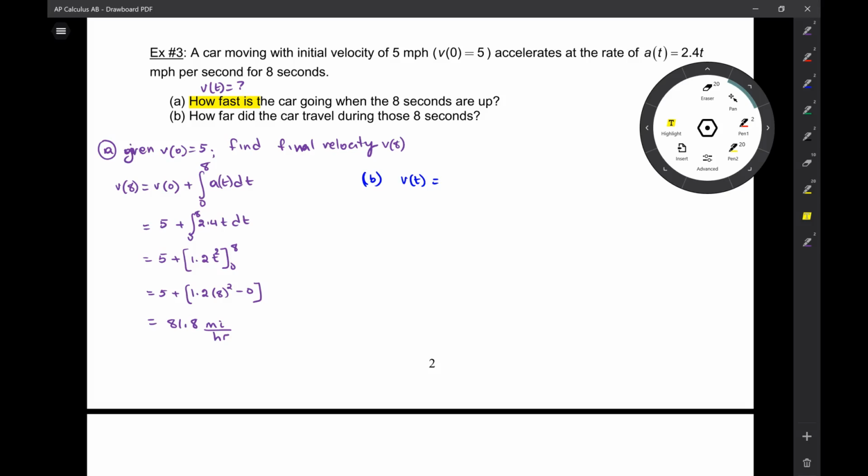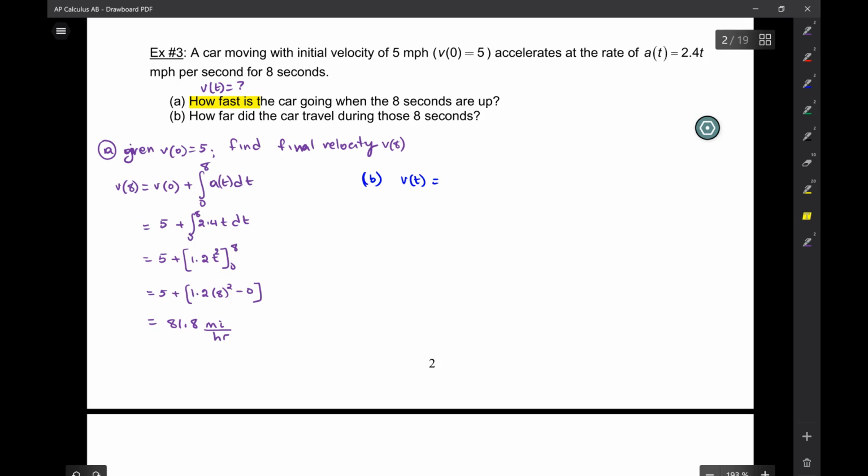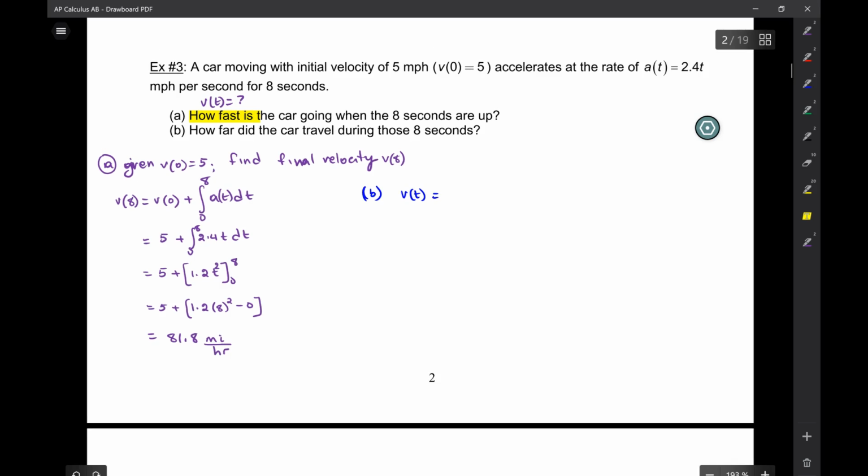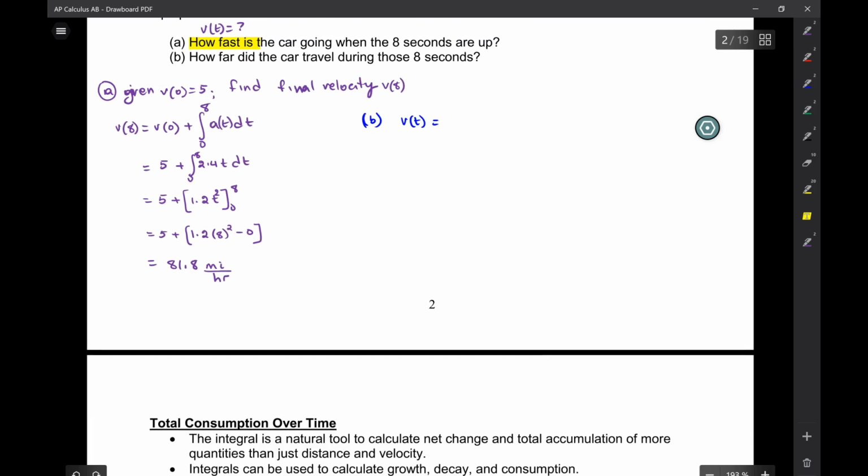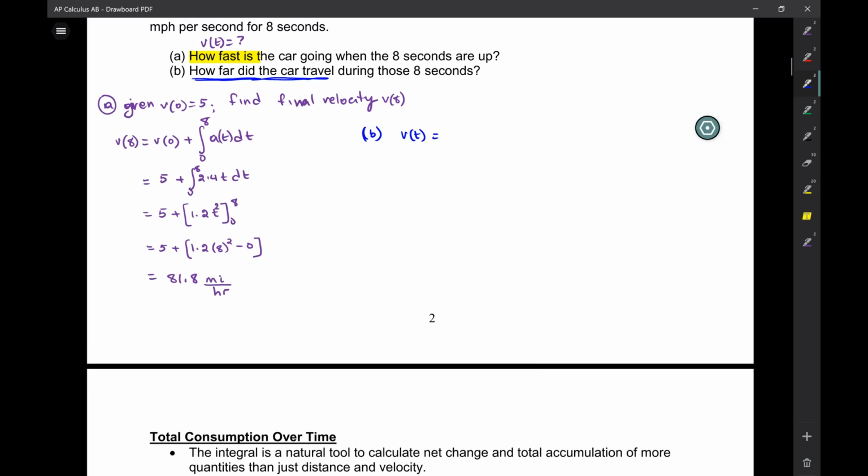Okay, so now we need to figure out how far the car traveled during those 8 seconds. How far did the car travel? That is total distance, right? That's total distance. What does that mean?